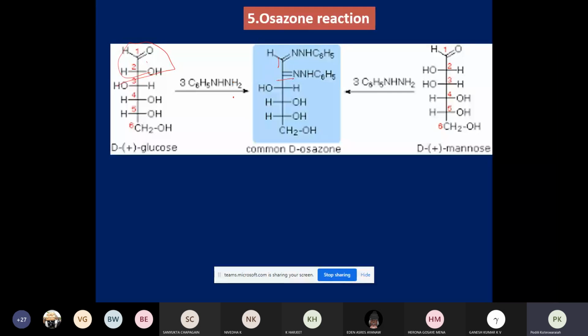That means sugars having a similar configuration on C3 to C6 can form the same osazone, because during osazone formation, the configuration of C1 and C2 is lost. Therefore, sugars having the same configuration on C3, C4, C5, and C6 can give the same type of osazone. And this is the overview.